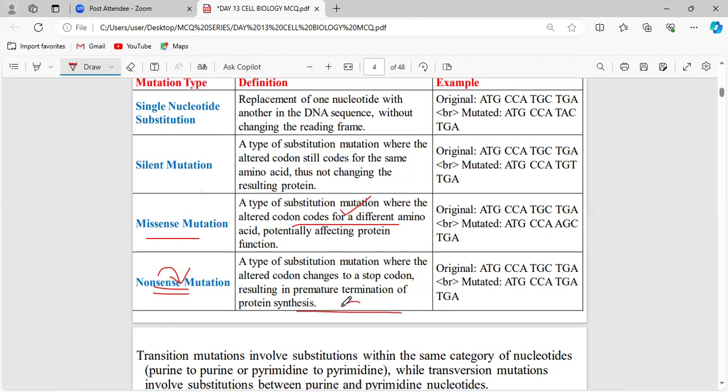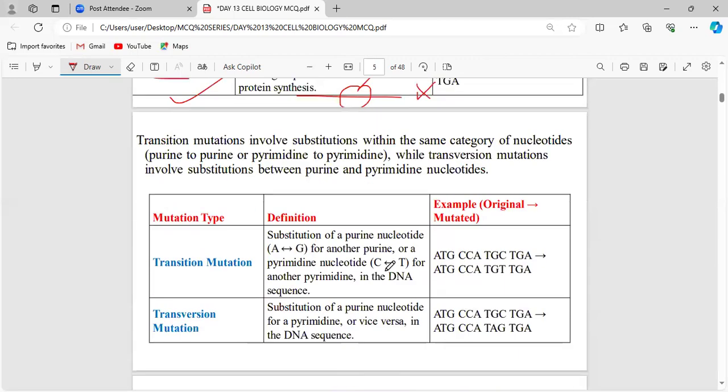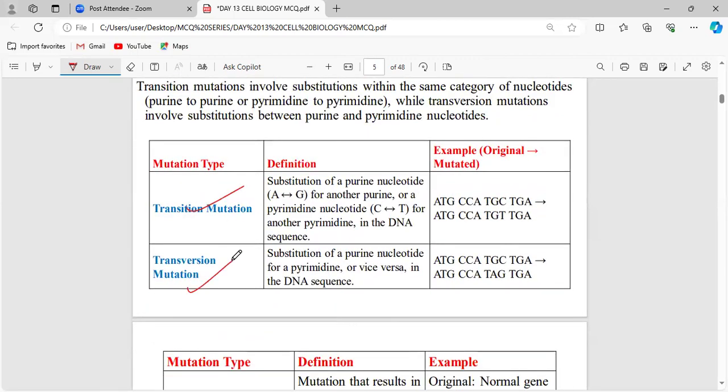So in the middle itself, if the codon is converted into a stop codon, it means the protein synthesis will not occur. This will be a more dangerous mutation than the above three. This is the most dangerous mutation, and this will be the minor mutation, that is silent mutation. And here, transition and transversion.